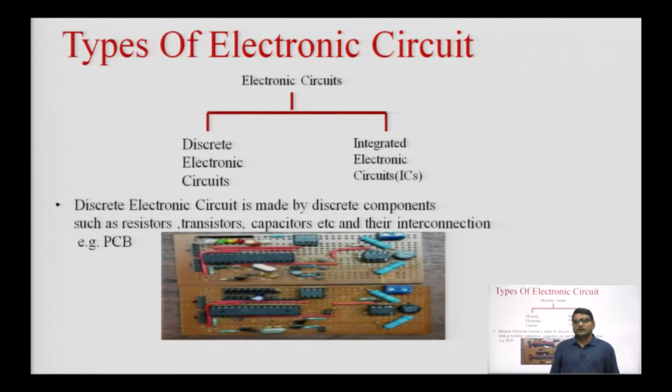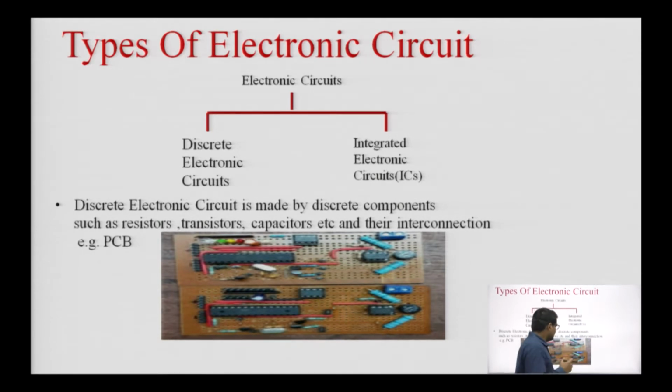Now, next will be the types of electronic circuit. There are two types of electronic circuit. We know PCB, printed circuit board. In types of electronic circuit we categorize into two categories. One is discrete electronic circuit, and the second one is the integrated electronic circuit, which is popularly known as ICs. The definition of discrete electronic circuit: it is made with individual discrete components such as resistor, transistor, capacitor and their interconnection. PCB is an example of discrete electronic circuit.